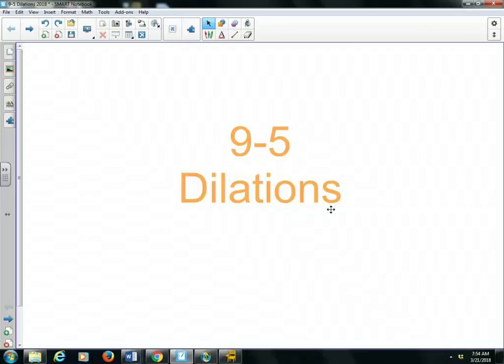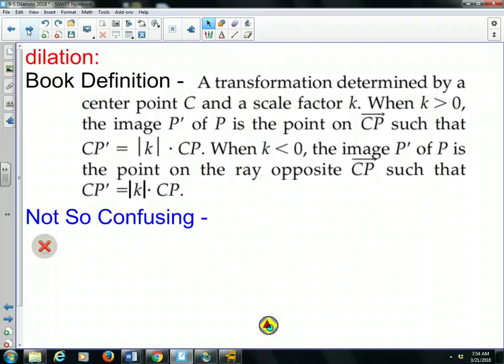Hi everyone, in this lesson 9.5 we're going to be talking about dilations. It's our fourth type of transformation that we've been talking about here in chapter 9. There's a very detailed formal book definition. I'll let you read that on your own. It's probably just going to give you a headache, so if you don't want to read it, you don't have to.